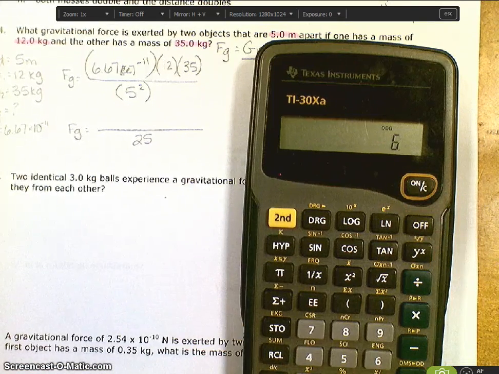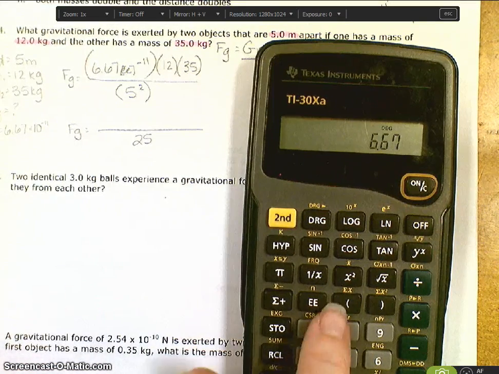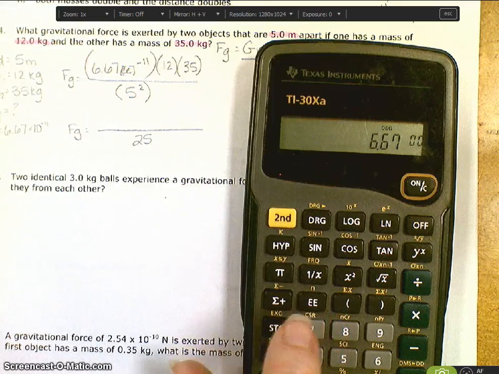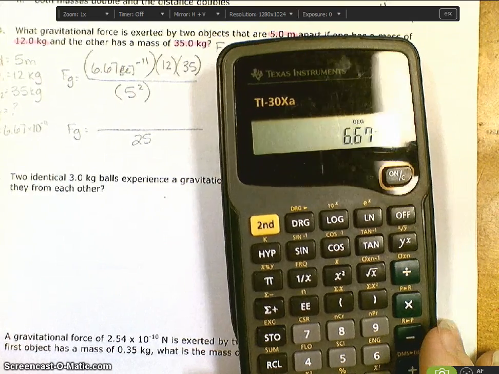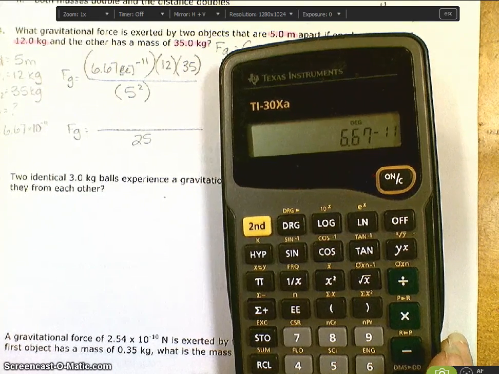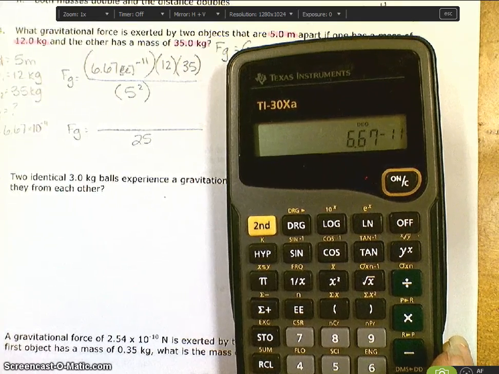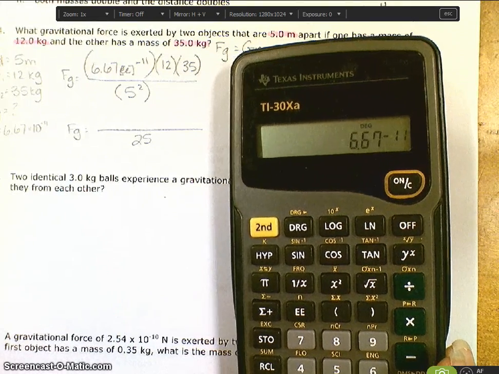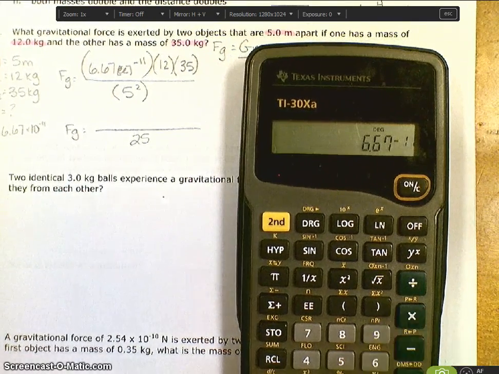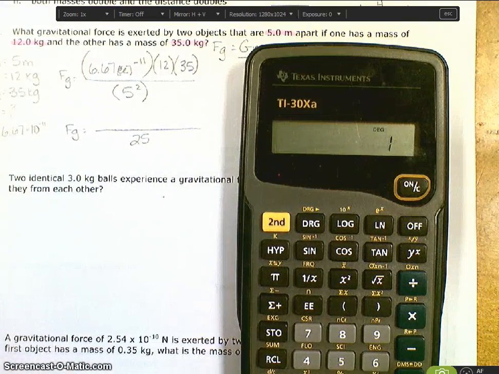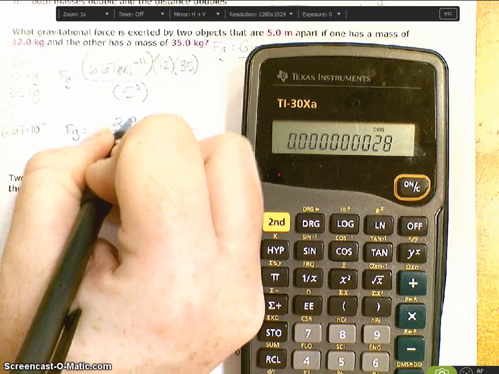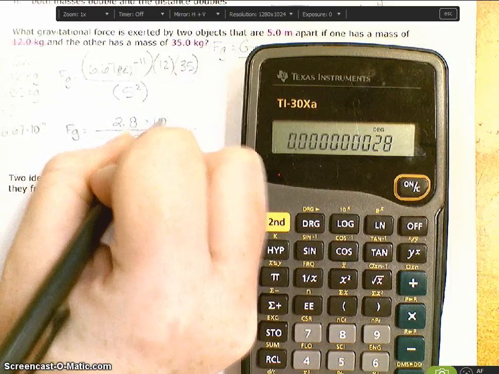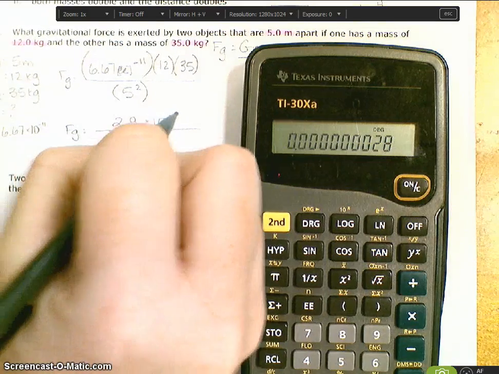So again, 6.67, all I need to do is hit this exponent button, nothing else. Now I hit my negative 11, and you can see it entered right there. There's a little bit of a shadow on it. There you go, 6.67, negative 11. I should not see any times, any tens, any carets, nothing. I multiply that by 12 and then by 35. And I get an answer in the top of 2.8 times 10 to the negative 8.